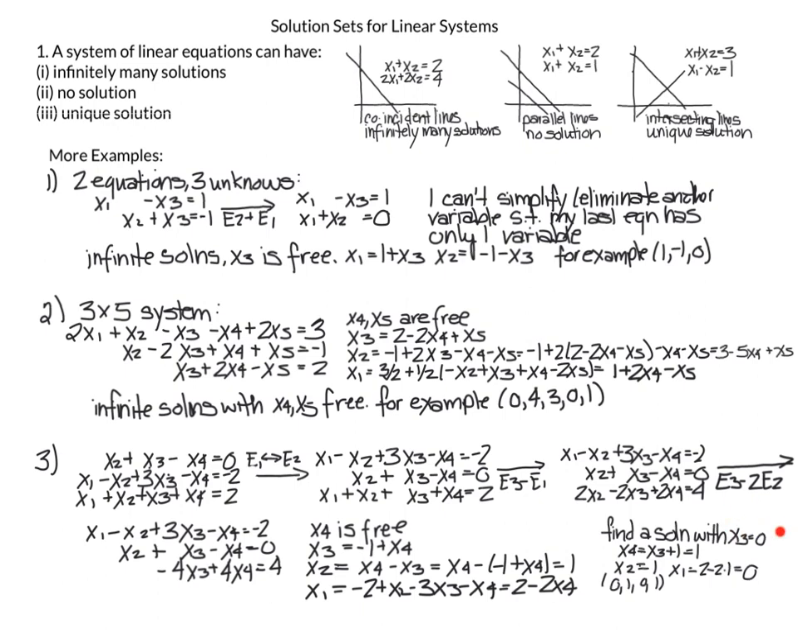So if I set x3 equal to 0, I can see that x4 is equal to 0 plus 1. So I have 1. x2 will always be equal to 1. x1 here, again, is equal to 2 minus x4, which I have already solved for, is equal to 1. So that's also 1. So here, 0, 1, 0, 1 is a solution with x3 equal to 0.